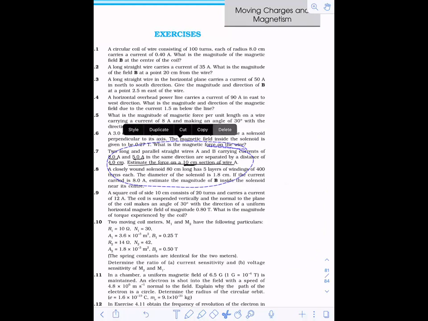Question number 8. A closely wound solenoid 80 centimeter long. It is 80 centimeter long. So L is known to me. Has 5 layers of windings of 400 turns each. So 80 centimeter long, 5 layers, each having 400 turns. So 5 layers, each having 400 turns means total turns how much? 2000 turns.